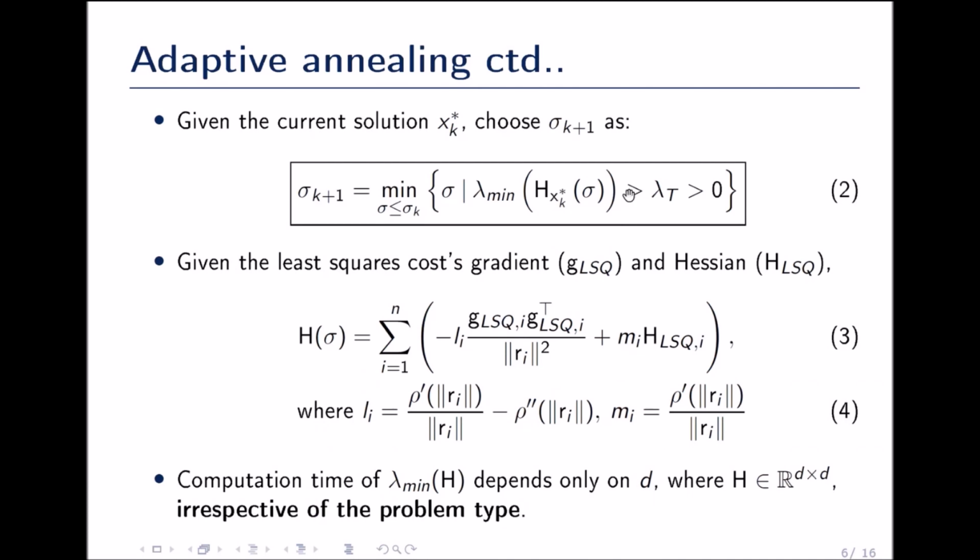Using the principles of calculus, we can derive the Hessian of the robust cost in terms of the Hessian of the least squares cost as in equation 3. We would like to note that the sigma enters the Hessian only through the terms Li and Mi. Also, we would like to note that the computational time of finding the lambda min depends only on the dimension of the Hessian or the number of variables in the optimization.